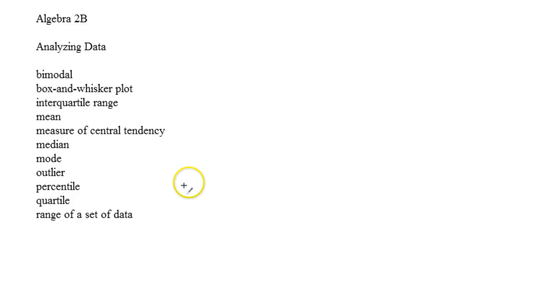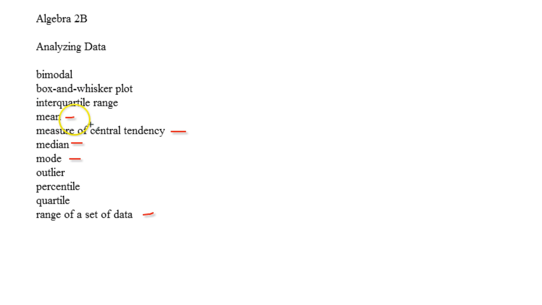Alright, today we'll be talking about analyzing data. One of the first things we'll start with is measures of central tendency. The big ones that you're going to use, like usual, are mean, median, mode, and range of a set of data. Those are the big things that we'll be using with this.